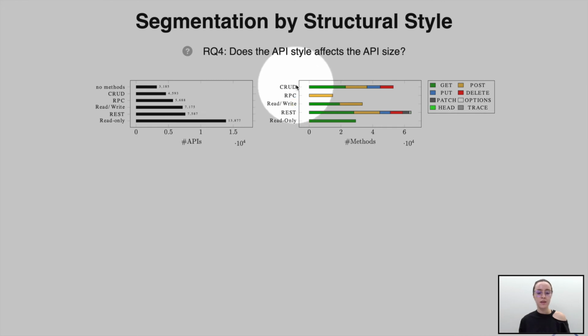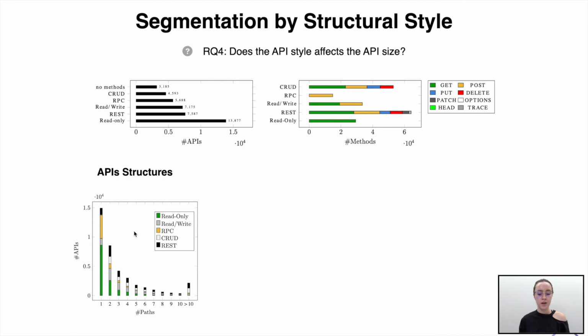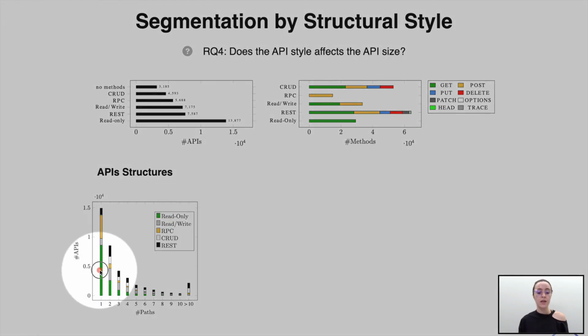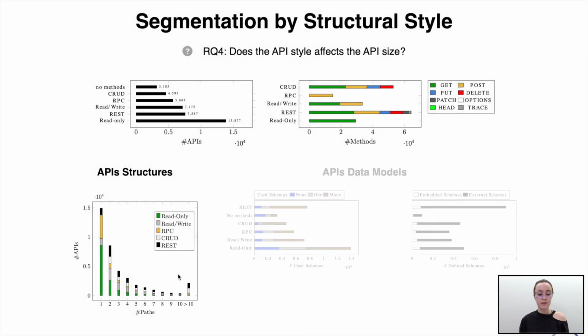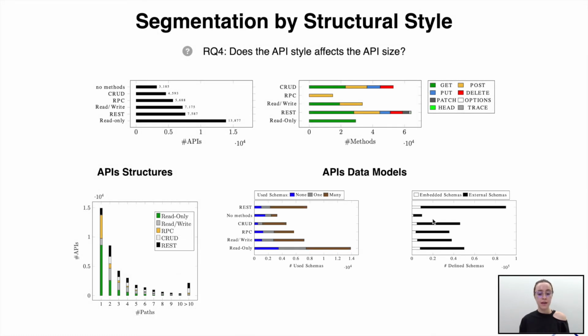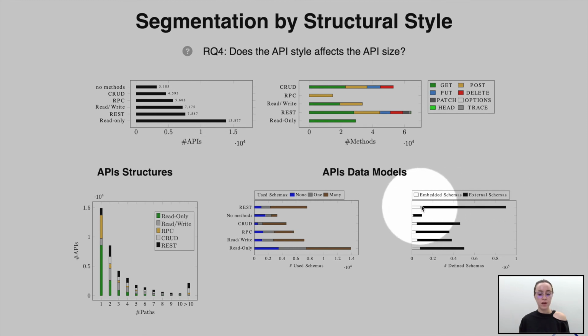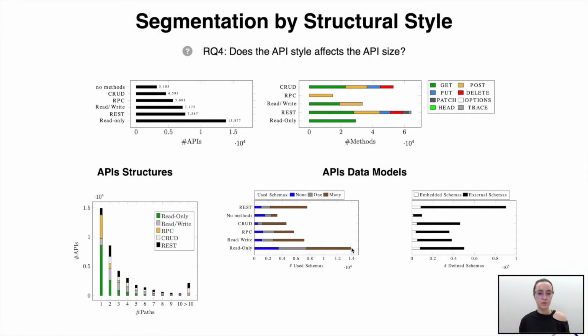the typical CRUD, and we put in a category we called REST any other API using any other type of method combinations. So we found that the APIs of read-only and RPC styles are more likely to be small, while the CRUD and REST are the most common styles of structurally larger APIs. Regarding the data model sizes, we found that the APIs that have the largest data models are the ones of a REST style, while the usage of schemas is in almost similar proportions for all the styles we defined.